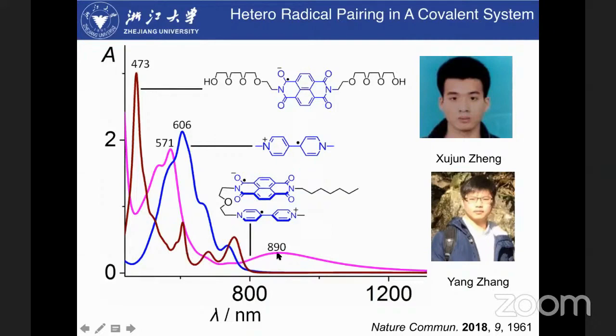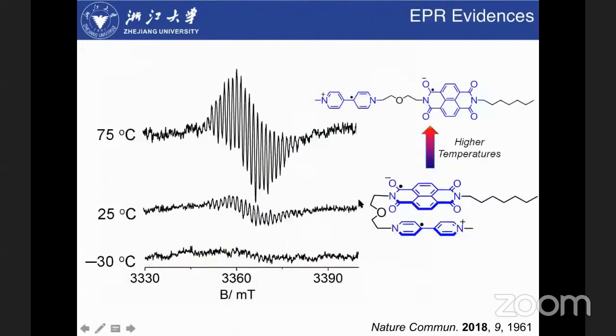You can see we have the nice near IR band. Normally, if you have this nice near IR band, which means the electrons undergo delocalization, they will have a large room to move, right? And this is a good signal for pi-pi stacking. And we did the EPR experiment.